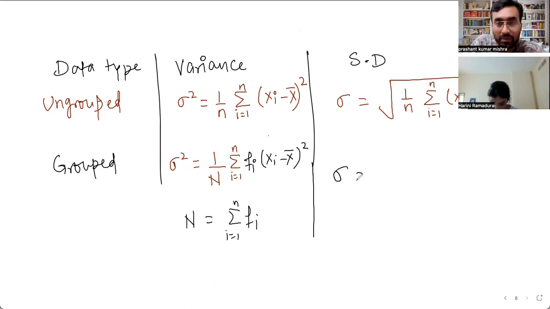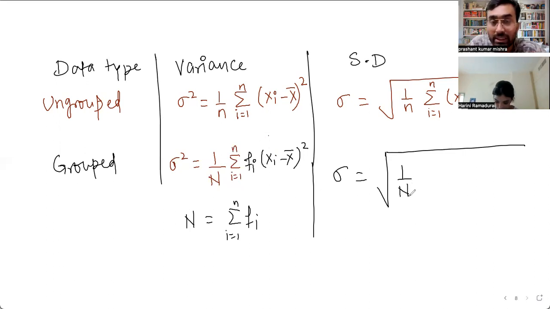And for standard deviation, it is going to be the under root of the same thing, 1 over capital N, because the frequency is there, so summation of all the frequency, i equals to 1 to n, fi xi minus x bar whole square.